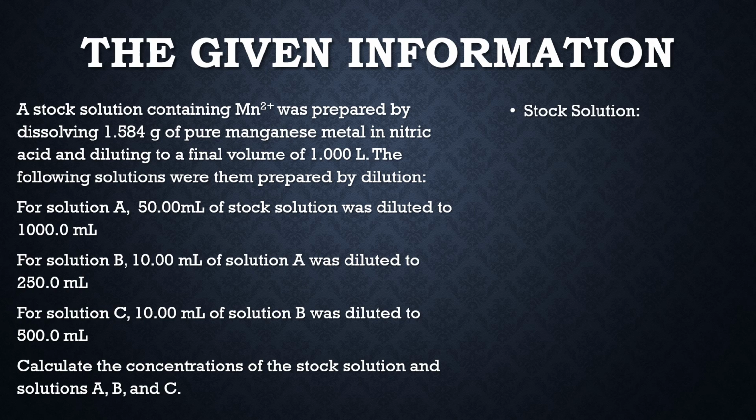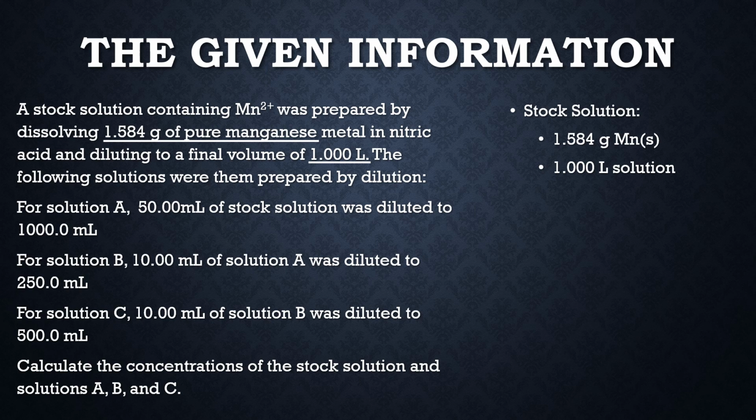So for our stock solution here, what do we know about our stock solution? First of all, we know that 1.584 grams of pure manganese metal is used to make that stock solution. So we're going to have that there. Next up, we know that we've diluted that to a final volume of 1 liter. Second piece of information we know about the stock solution. And that's really all they tell us about the stock solution.